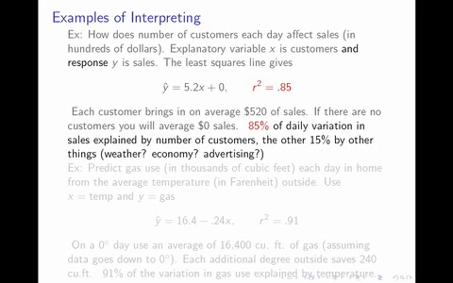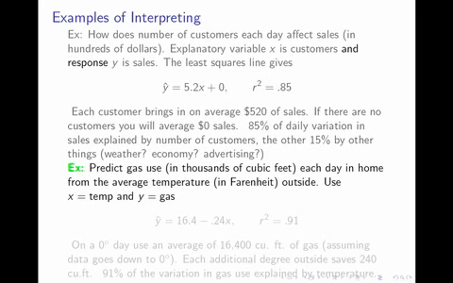The r squared of 85%, or 0.85, tells you that 85% of the daily variation in sales is explained by the number of customers. The other 15% involves things unrelated to the number of customers, the weather, the economy, how much advertising you did. All those things may make customers more or less willing to purchase once they're in the store.